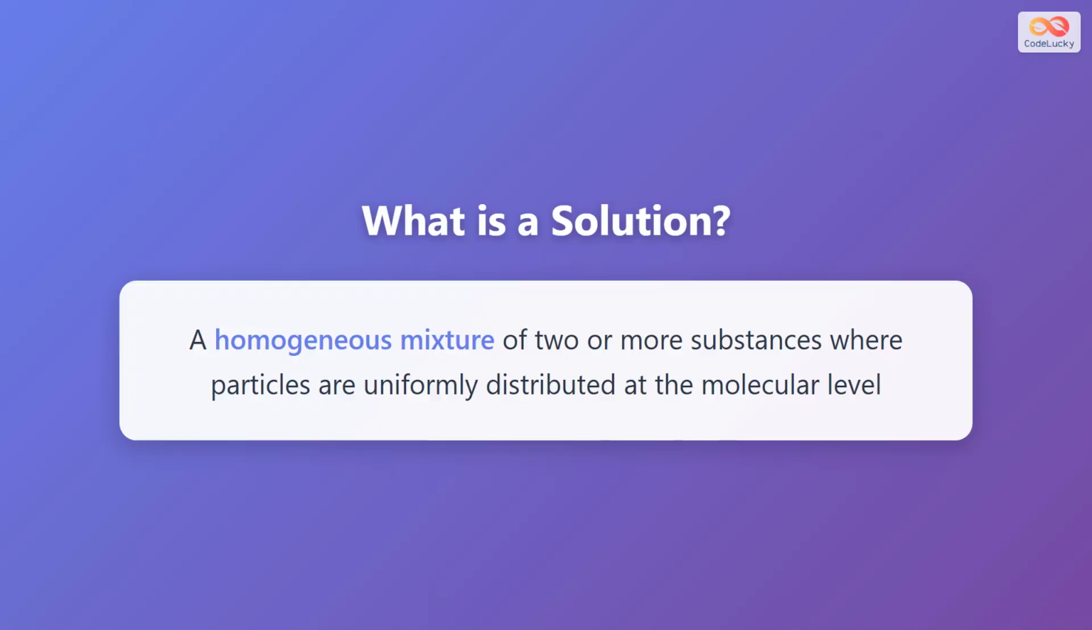A solution is defined as a homogeneous mixture of two or more substances where particles are uniformly distributed at the molecular level. The word homogeneous means uniform throughout. When you look at a solution, you cannot see separate parts or layers because everything is mixed so thoroughly that the composition is the same everywhere. At the molecular level, the particles of different substances are evenly spread out among each other.